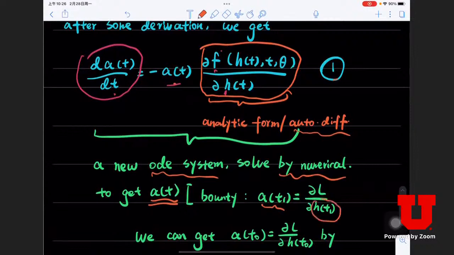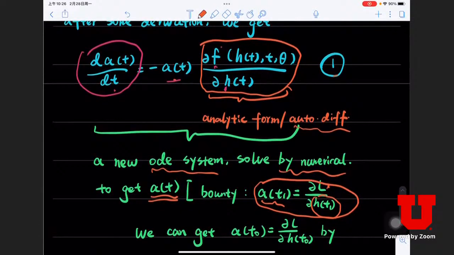we all know h(t1) and can compute the loss. So the boundary term here is null. So we have the boundary conditions.